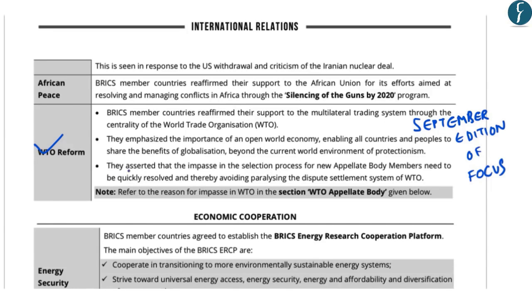Now, at this summit, BRICS countries including India asserted that the dispute in the selection process of new appellate body members needs to be quickly resolved with regard to WTO. This issue needed to be resolved quickly because it paralyzed the dispute settlement mechanism of WTO. When we talk about the WTO reform in the present context, it is basically about the WTO's appellate body.